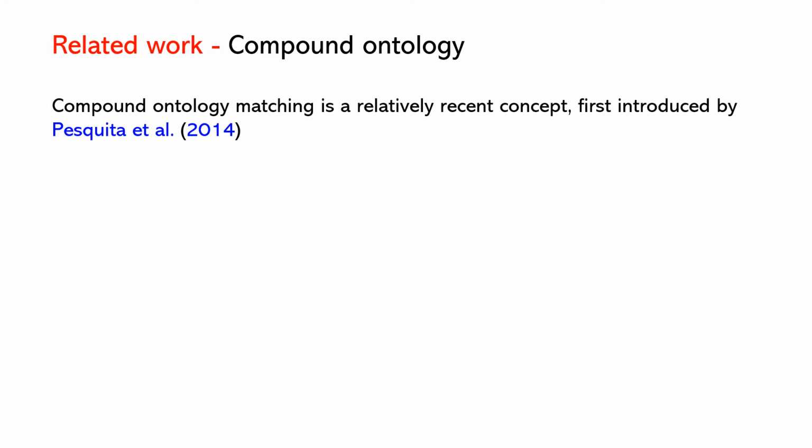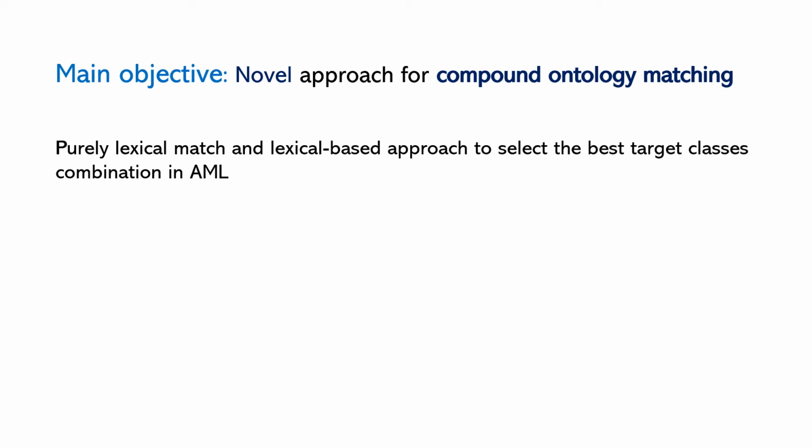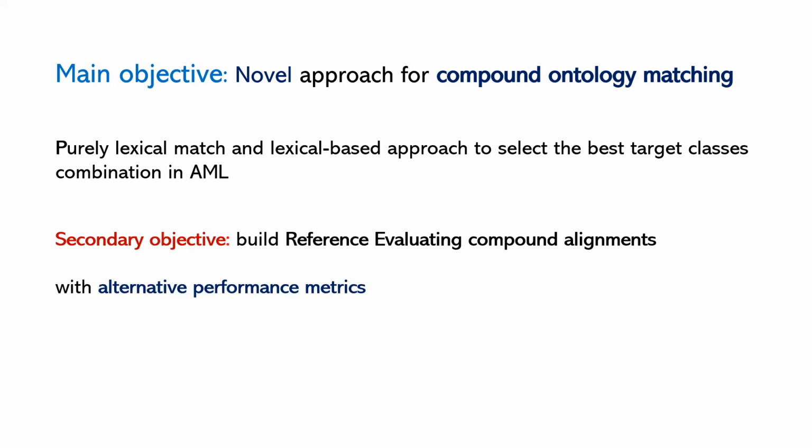Compound ontology matching is a much more recent concept, introduced by Pesquita's group in 2014 and further extended in the next years. Here you have one source ontology and you map it to at least two target ontologies. This is the basis of Maria Madalena's thesis in 2019. Here she presents a novel strategy for compound ontology matching using a lexical-based approach within the AML system. Secondarily, Maria Madalena developed a reference compound alignment, a challenge in itself, to evaluate how well her strategy did.